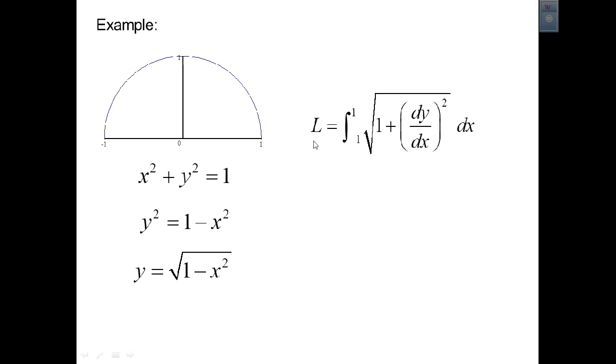So the length of this is the integral from -1 to 1 of the square root of 1 plus (dy/dx) quantity squared dx. And when you plug the derivative of this thing right here in there, you're going to get 3.1415926536, which is, of course, pi. And that's exactly what we're expecting for the length of the arc of a semicircle, or the circumference of half a circle with a radius of 1.